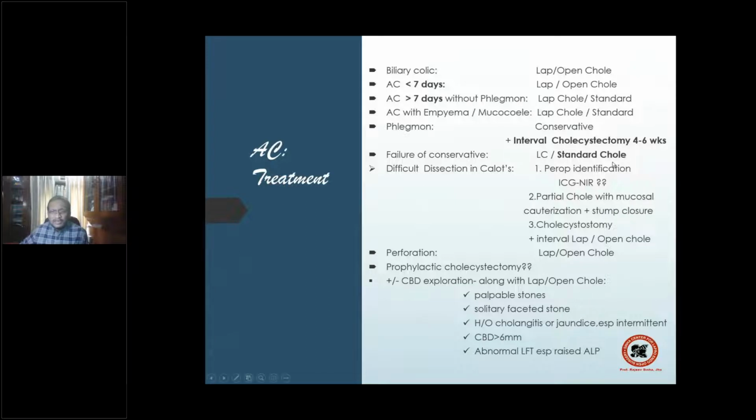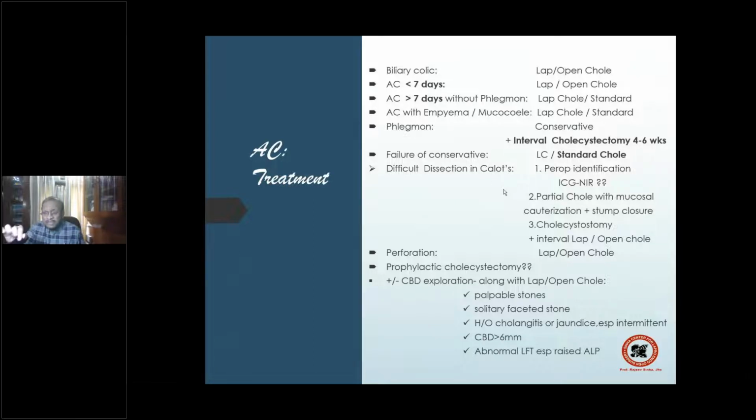So, in a patient where you have a difficult dissection of the Calot's triangle, either as a primary intervention or you are operating on a patient with failed conservative therapy, in any case, when you've got a problem in dissection of the Calot's triangle, then the options available are that per-operatively, either you do identification with the ICG, near infrared radiography, which we refer to when we're talking about the gallbladder investigations.